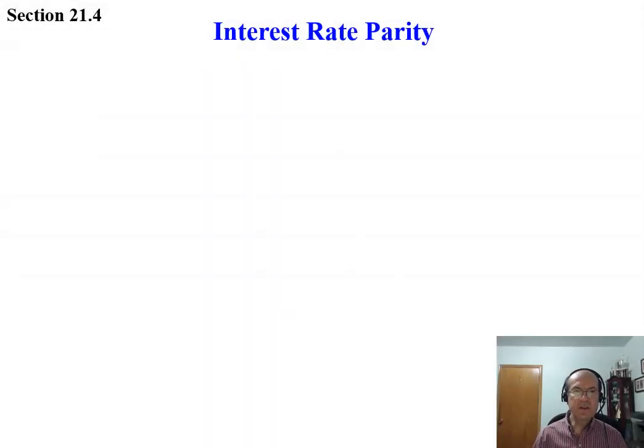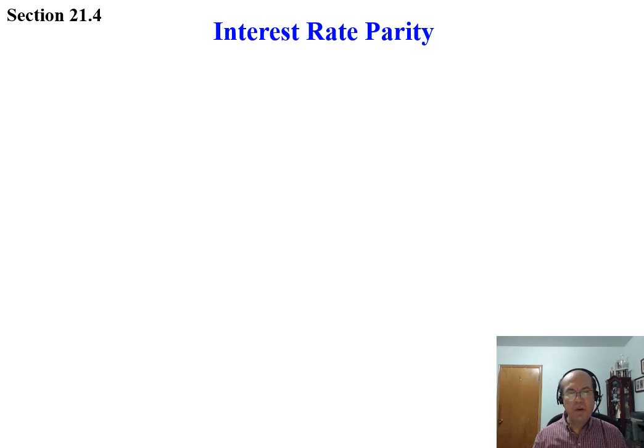We will begin section 21.4 with discussion about interest rate parity, which provides linkage between foreign exchange markets and international money markets. In other words, interest rate parity provides connection between exchange rates and interest rates.